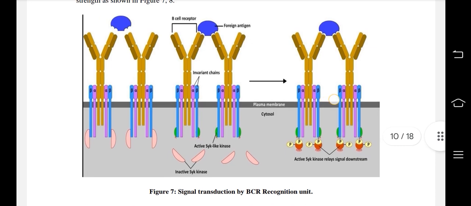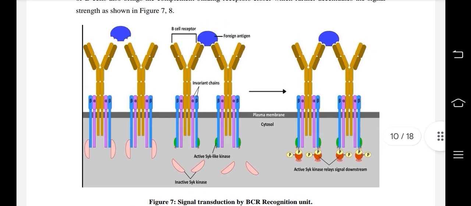Signal transduction by BCR recognition unit. Here you could see BCR receptor, foreign antigen, active SYK kinase releasing signal downstream into the cytosol, plasma membrane, active SYK-like kinase, inactive SYK kinase.